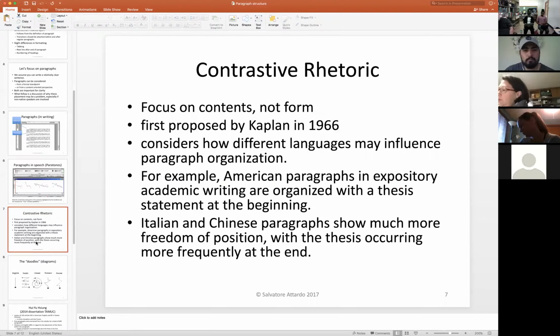All right, so the literature, the research on paragraph organization exists in sort of a strange little subfield of applied linguistics called contrastive rhetoric, and then it's gotten other terminology as well, but that's the starting term.